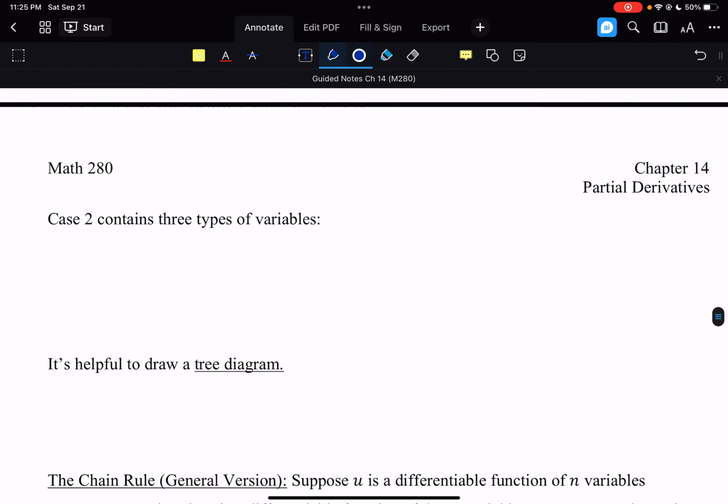So this case 2 that we just looked at has 3 different types of variables. We have z, a dependent variable, because it is dependent upon all of the values within it, the x's, y's, s's, and t's. S and t, the innermost variables, are the independent variables, because everything depends on them, but they have free choice, basically. We are able to select the values we want for s and t.